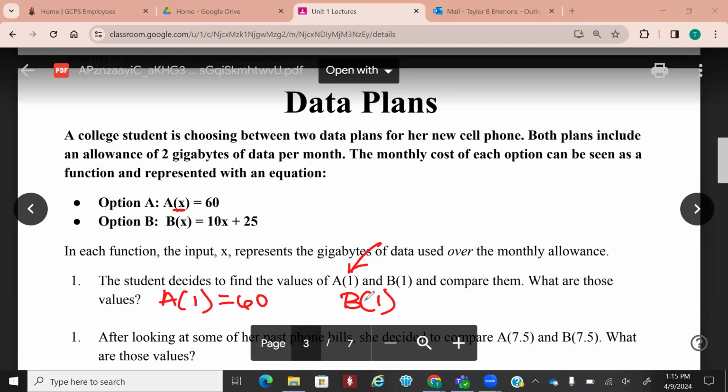On B, if we plug in 1 into this equation, we're going to get 10 times 1 plus 25. And if we type that into our calculator, we should get 35. All right, so which one would be larger? A of 1 is bigger.